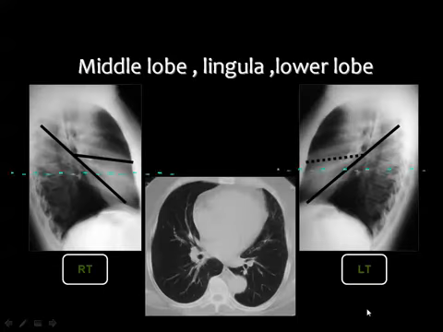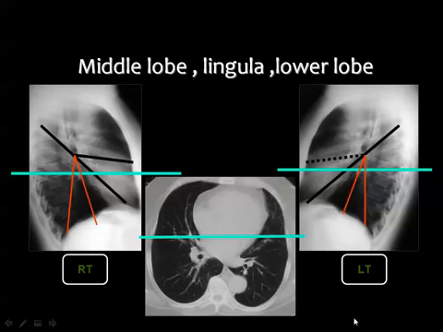Okay, then you came to the level of the heart, and you remember we draw a line like this separating the section into anterior third and posterior 2/3. The anterior third on the left is the lingula, the anterior third on the right is the middle lobe. Then, what are the segments of the lower lobe? You remember the superior segment, we have finished it. Then the basal segments, anterior, posterior, medial and lateral on the right side. On the left side, anterior, posterior, lateral only. There is no medial segment on the left side.